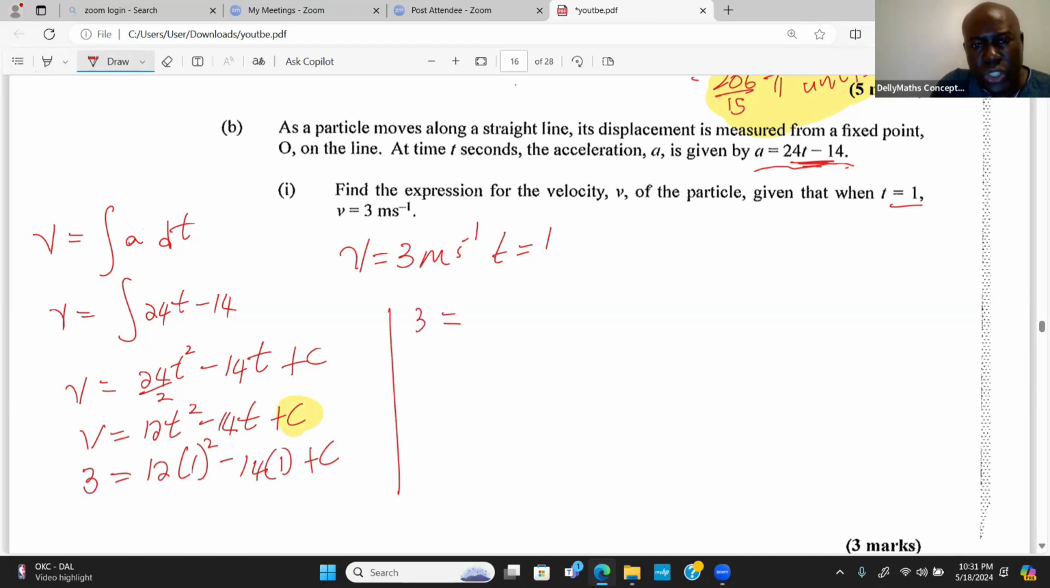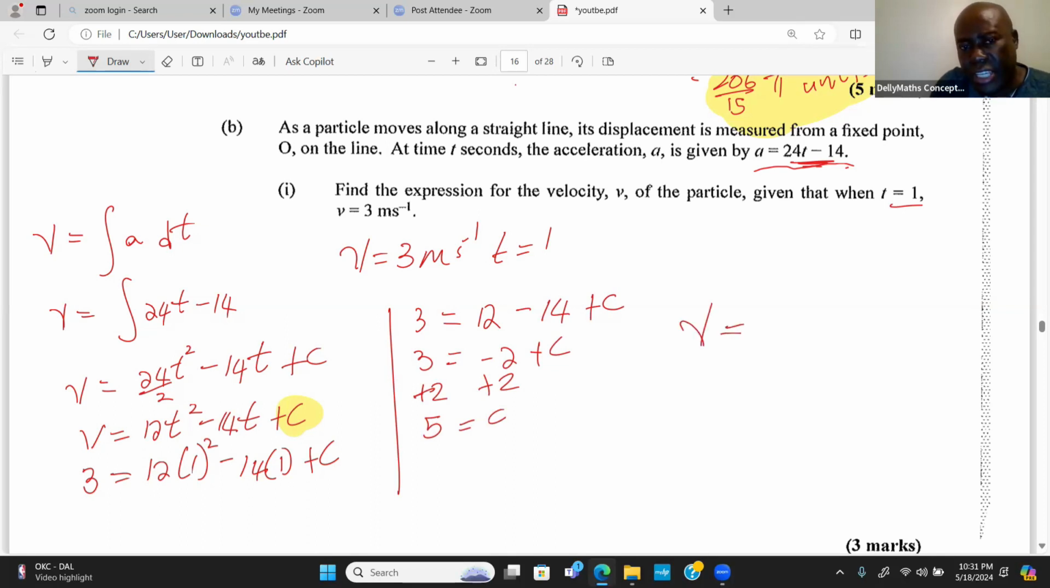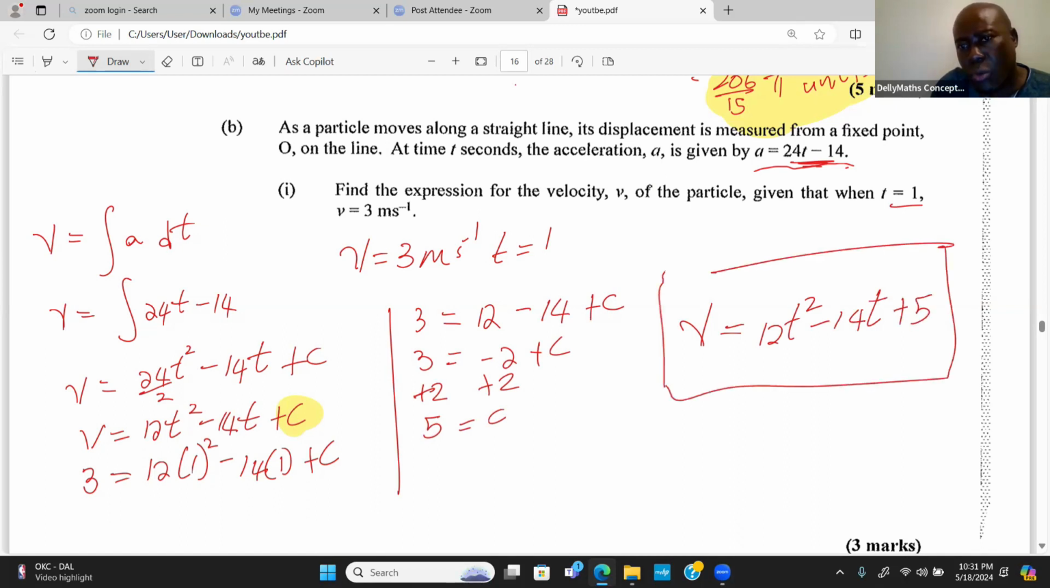3 is equal to 1 squared is 1 times 12. That is 12 minus 14 plus c. So 3 is equal to negative 2 plus c. If I add 2 to both sides, I have 5 is equal to c. So now I have that my c is equal to 5. My velocity is going to equal 12t squared minus 14t plus 5. And this is what they're looking for, 3 marks right there.